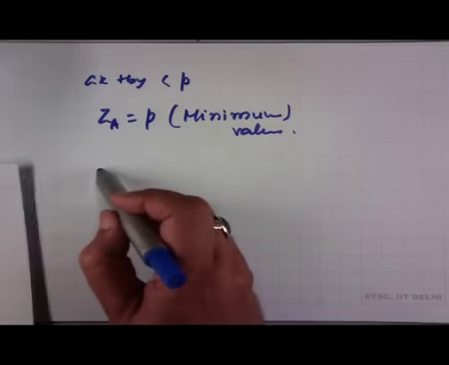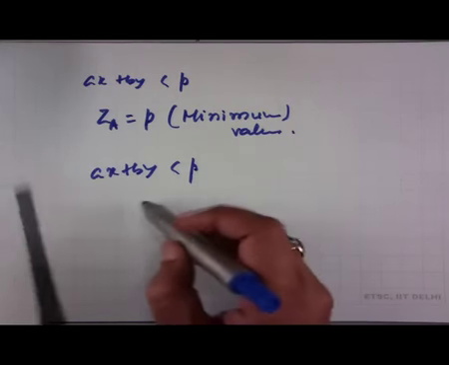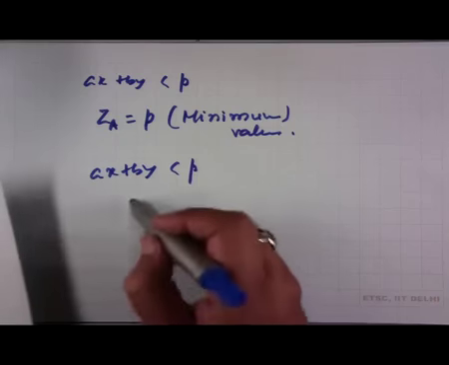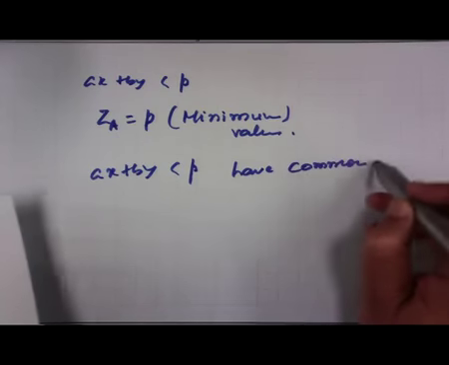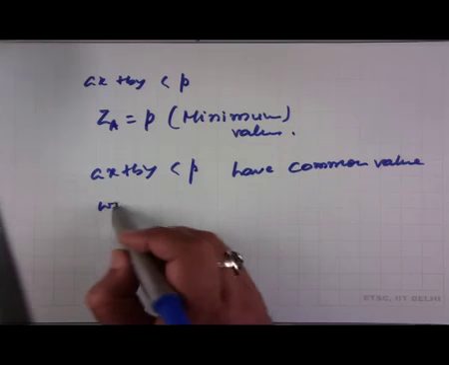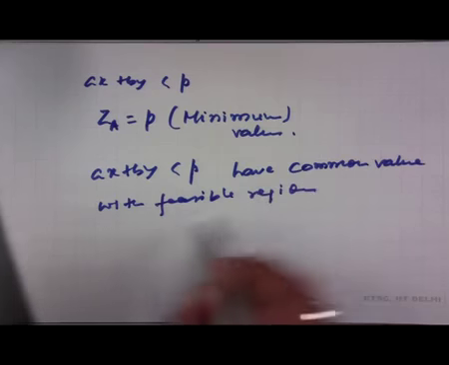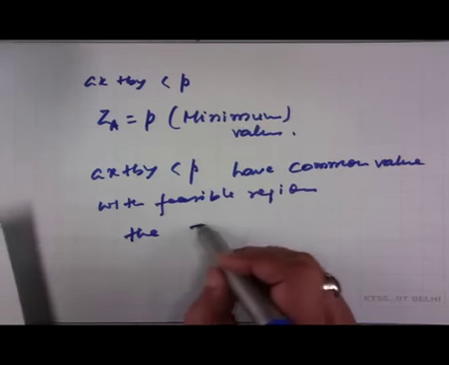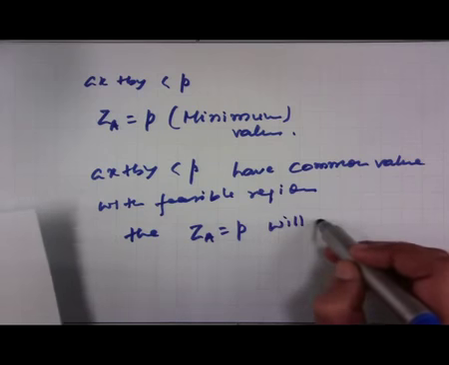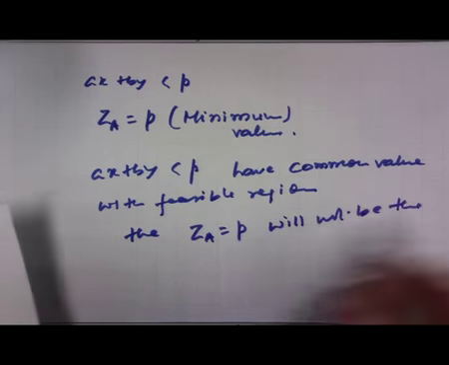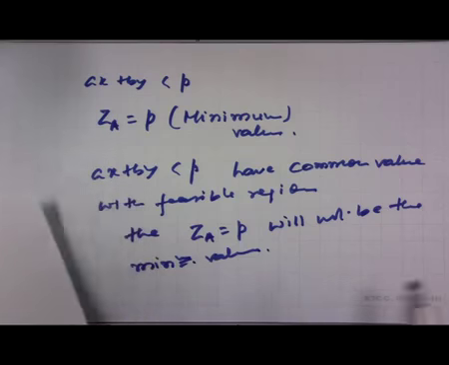And if ax plus by less than p has common points with the feasible region, then z at A equal to p will not be the minimum value, or we can say the minimum value doesn't exist.